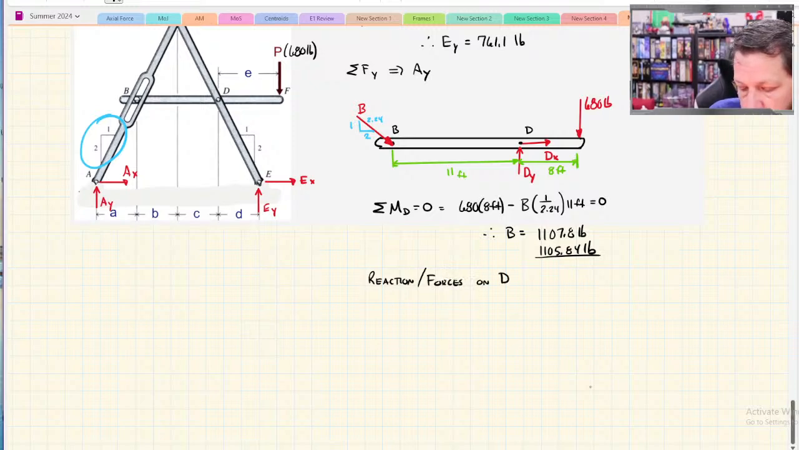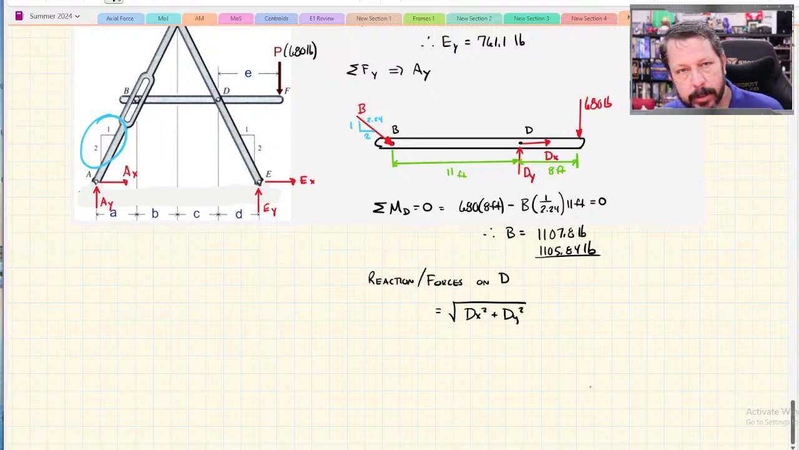on D. All they're telling you to do there is that equals the square root of dx squared plus dy squared. So I could ask for what is the reaction at dx, what is the reaction at dy, or I could ask what's the reaction at D, or the force resultant at D, or the force on D. That's telling you to combine the x and y using the Pythagorean theorem, just like you would any other resultant. So that's what it's telling you to do in that case.